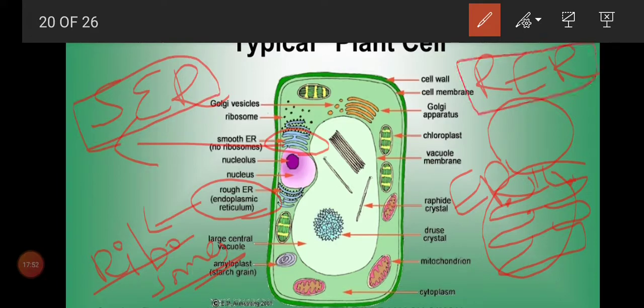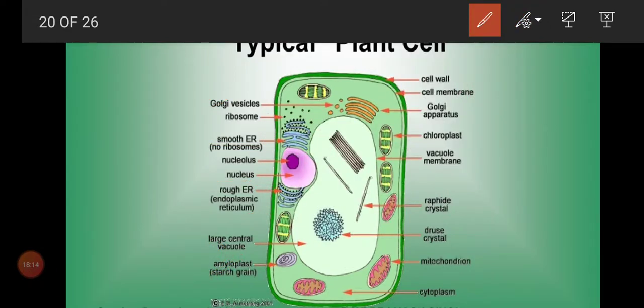So why do we call it the rough endoplasmic reticulum? Because ribosomes are present over the endoplasmic reticulum. That's why we call it rough. Why do we call it the smooth endoplasmic reticulum? There are no ribosomes on the endoplasmic reticulum. That's why we call it smooth. Is that clear, children, till now? Next we'll move on to the next one. Ribosomes are not only attached to the endoplasmic reticulum, they will be free in the cytoplasm also.